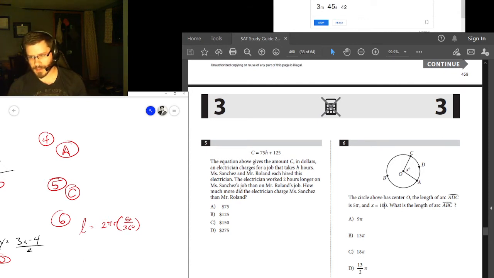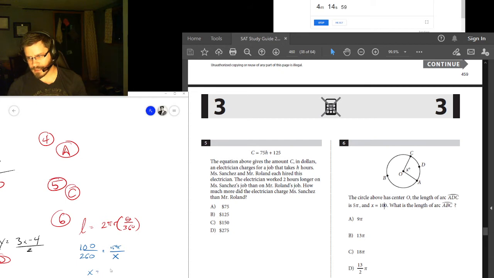Another approach that occurs to me, if that fragment of the circle is 100 degrees out of 360, instead of doing it to the whole circle, we could do it to the rest of it. The rest of the circle is 260. And if this arc length is 5 pi, the other arc length is the rest of the circle. So we cross multiply, get everything away from x.